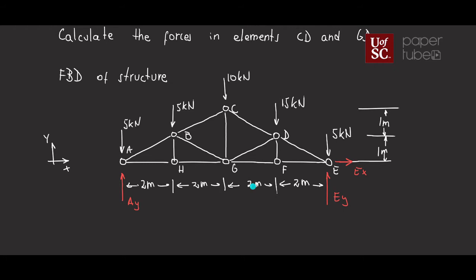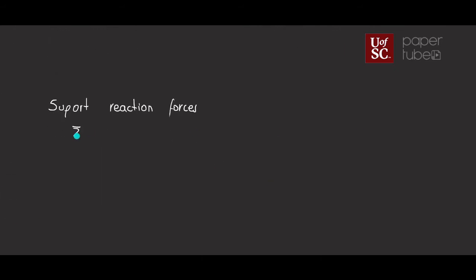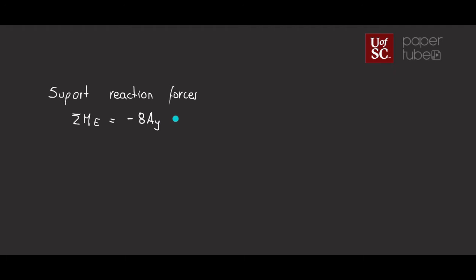Alright, this is here on the next page. And what I have is, if I go back here to this diagram, if I do, let's say, the sum of the moments about E, then these two forces will produce no moments about E, and I should be able to calculate my AY. So I'm gonna start there, sum of the moments about E. And for that, we have minus 8 AY, and that will be for my unknown force AY.